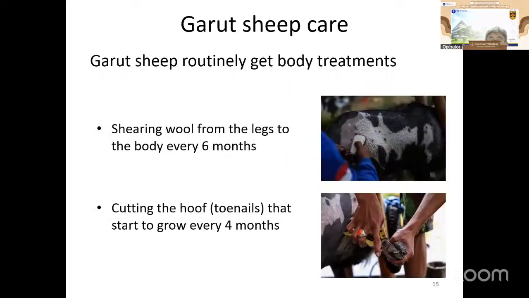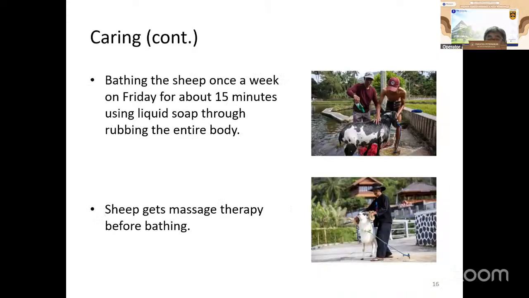Garut sheep, especially those for fighting, receive regular care from the farmers. Shearing wool every 6 months, and some are less than that. Cutting the hoof or toenail every 4 to 6 months. Sheep are also bathed once a week on Friday. Bathing the sheep takes about 15 minutes using liquid soap, rubbing the entire body. Sheep also usually get massage therapy before bathing.